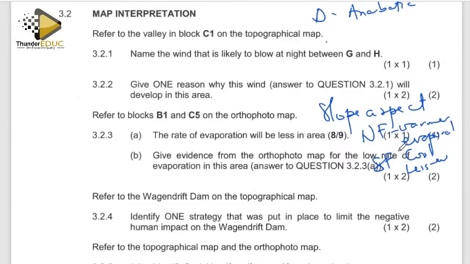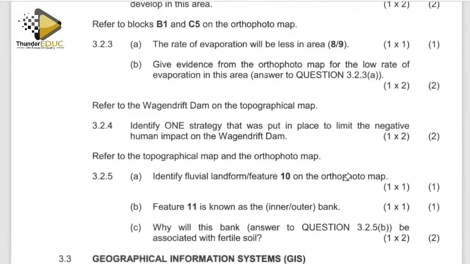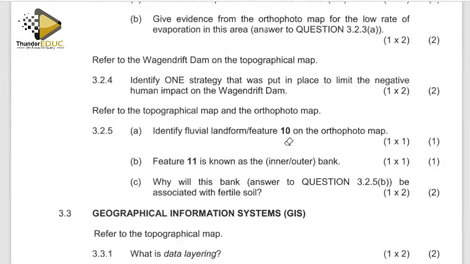Give evidence from the orthophoto map for the low rate of evaporation in this area. The justification there you find on the map information provided, and you relate it to slope aspect. Right. Refer to Wagon Drift Dam on the topographic map. Identify one strategy that was put in place to limit the negative human impact. Unfortunately, we cannot answer that without the map.